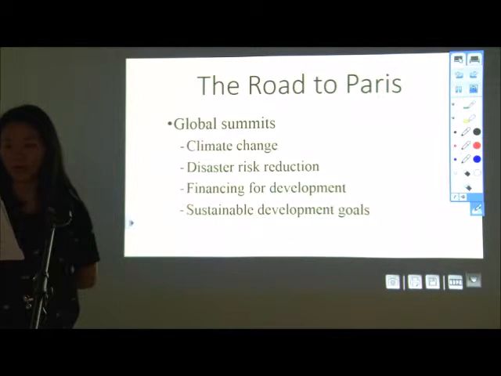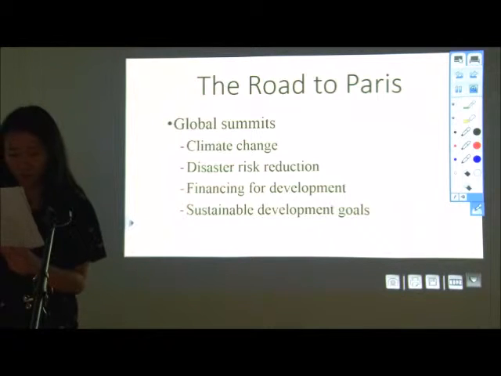And many countries are still expecting that at the post-2015 Paris Global Summit, they can make a deal to improve the environmental climate risks.